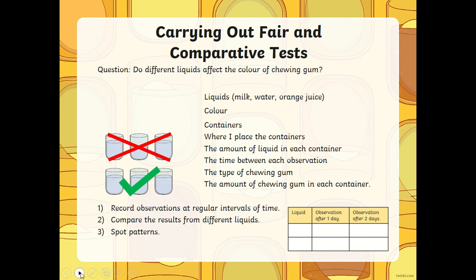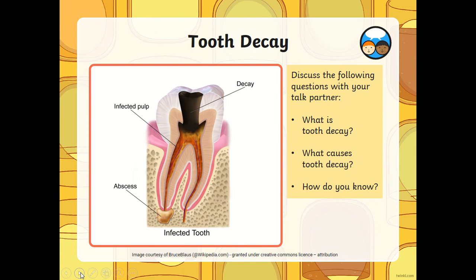Okay, now you're probably thinking, right, so we are going to carry out a comparative fair test on something to do with our teeth. Okay, so first of all, let's have a closer look at what a tooth looks like. So this is showing tooth decay. What is tooth decay? What causes tooth decay? And how do you know?